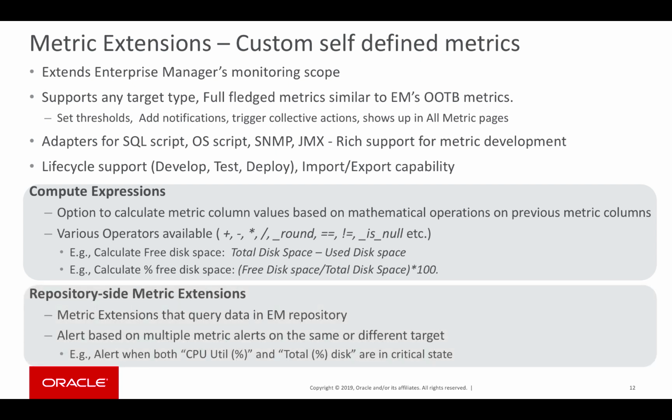Another feature is repository-side metric extension. This is another type of metric extension that allows you to use SQL scripts to extract information directly out of the EM repository. One of the benefits of doing this is that you can set the alert based on the state of multiple metric alerts coming from the same target or different targets. Say you are monitoring a target, and CPU utilization and total disk space are the metrics you care about. You can set an alert only when both metrics cross the threshold.